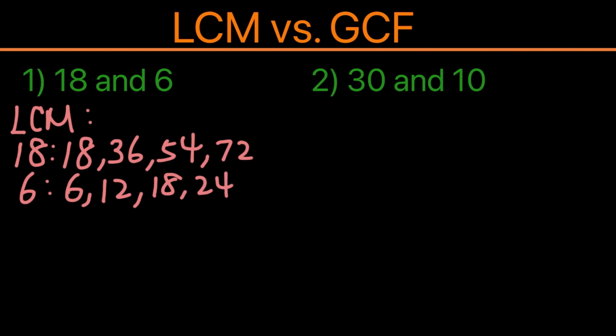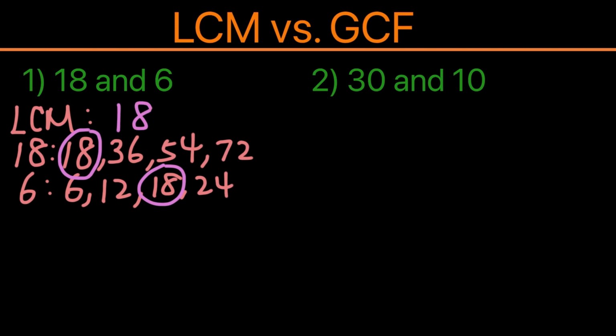And finding the least common multiple, we're finding the number that they have in common, but it's the lowest value. So from these two data sets, we can see that 18 is the least common multiple. So therefore, we're going to put 18 as the least common multiple.